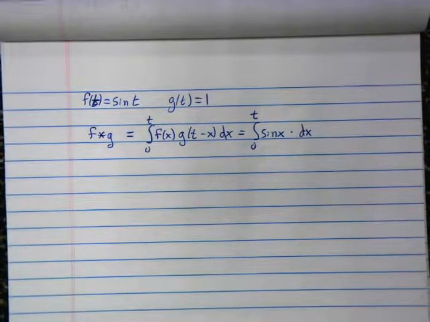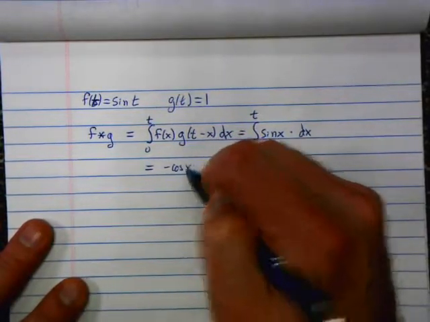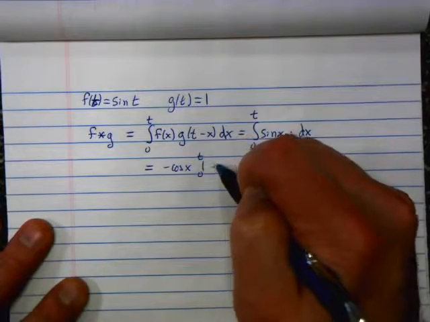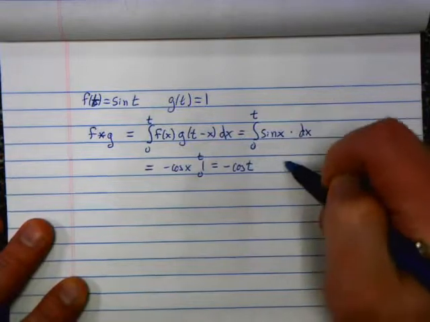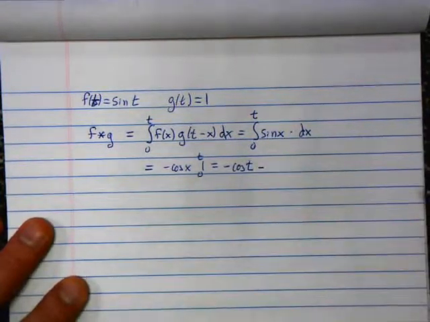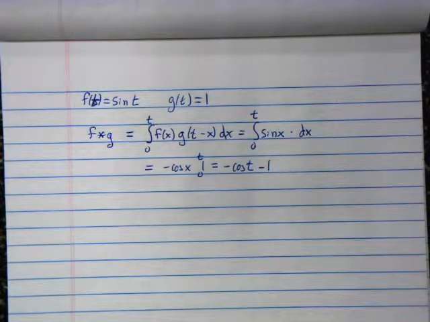The integral of sine x is negative cosine x, evaluated at 0 and t. So that's negative cosine t minus 1. So there's the convolution of sine t and 1. That's it. That would be my answer. If I asked you to compute the convolution, that's all you would do.